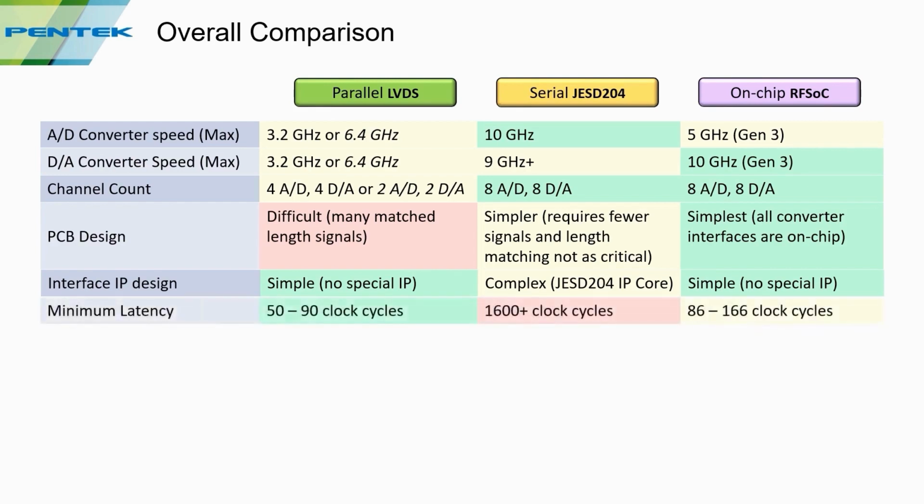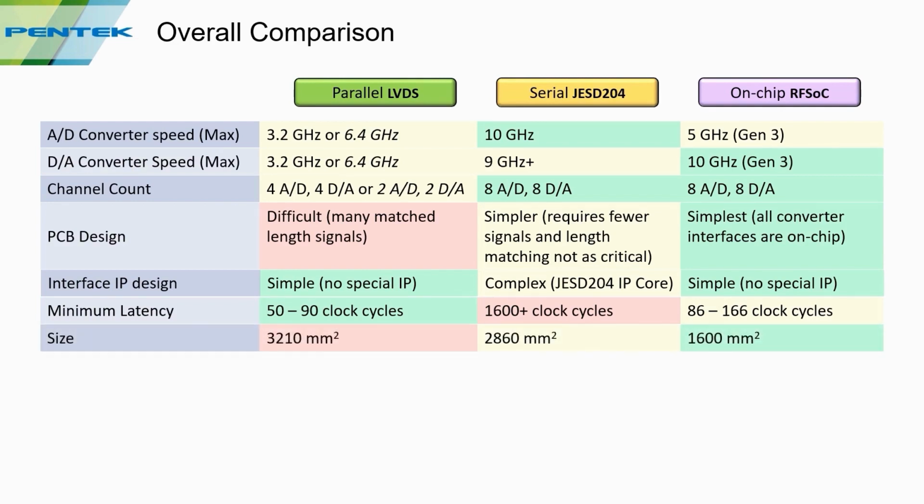As far as minimum latency goes, the LVDS solution is the best. At 50 to 90 clock cycles, that's the shortest latency. But right behind that is the RFSoC. For a lot of applications, 86 or 100, up to 166 clock cycles is fine. If you need low latency, the JESD solution probably isn't going to work. 1600 clock cycles is probably on the low side. It can be a lot more depending on a number of factors, including what's happening in between with processing.